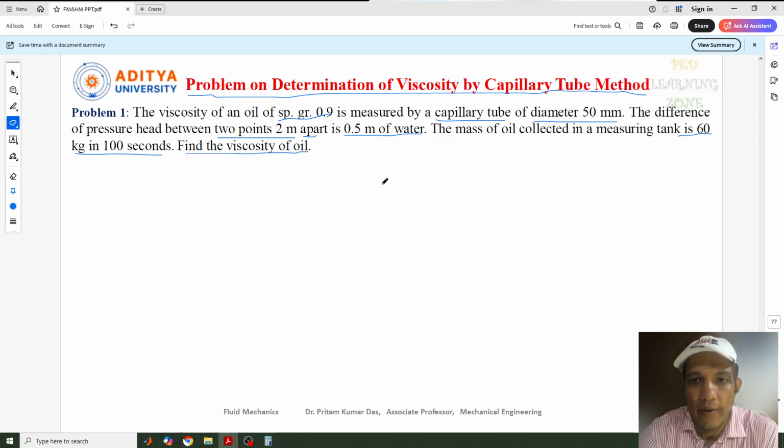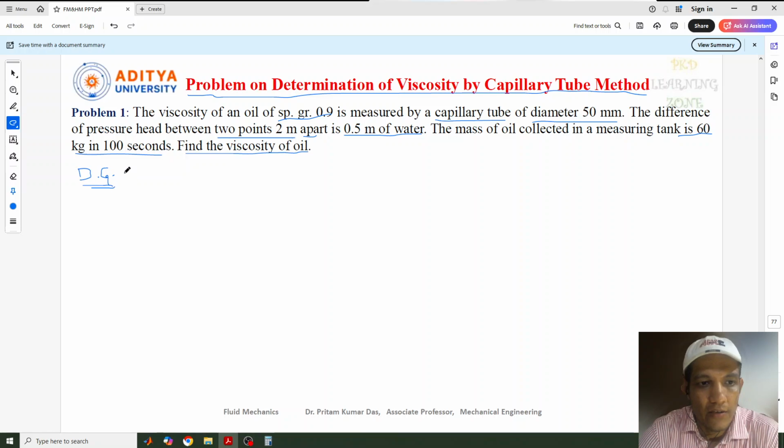This is a basic, simple question. We just need to identify what data are given in the question and what the formula is to calculate the viscosity of oil. If you remember the concept of determination of viscosity and its schematic diagram, how the fluid comes from the tank, flows through a pipe, and is then measured in a measuring tank, then it is very easy to solve. So let me write down the data given.